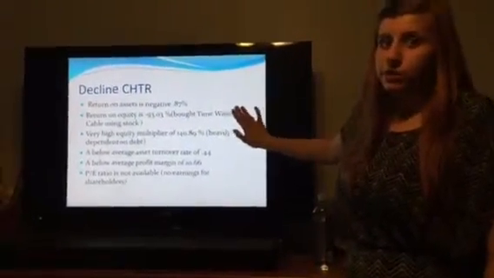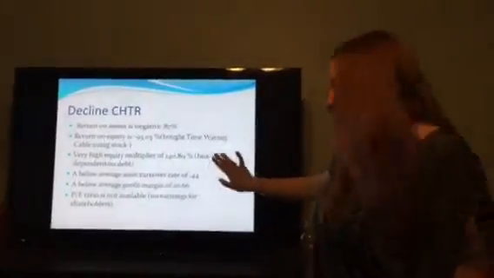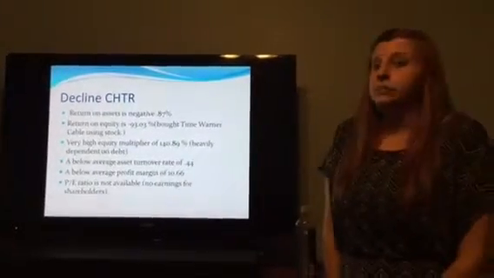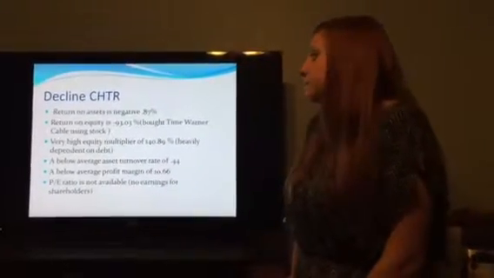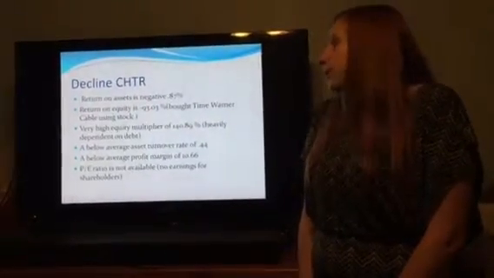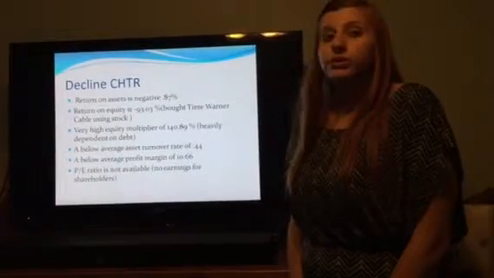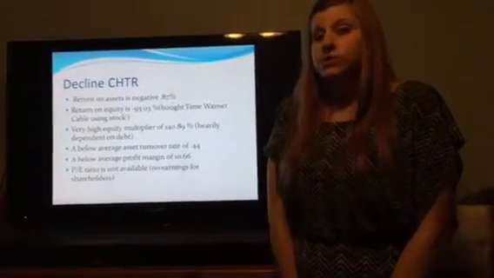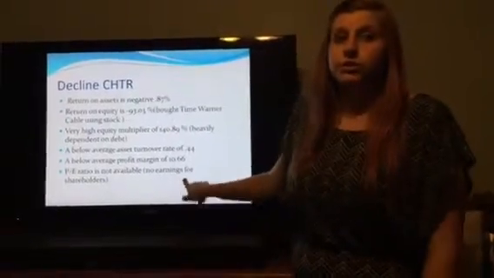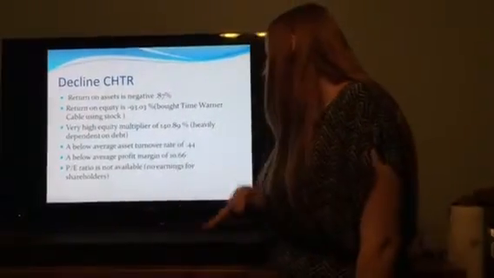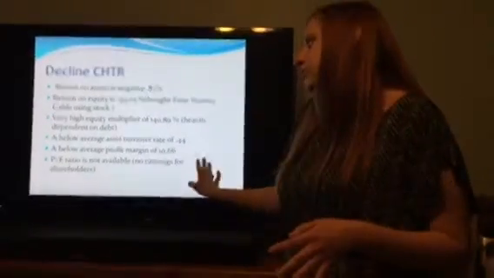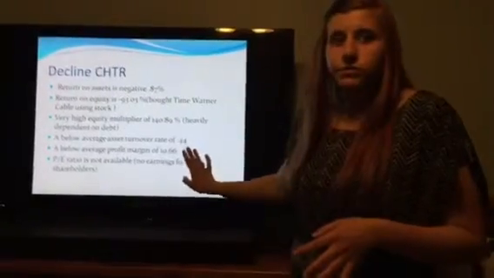It's too iffy. We don't know anything about the company or its plans. It also has a very high equity multiplier of 140.89%, which means it's heavily dependent on debt. It also has a below average asset turnover rate of 0.44 and a below average profit margin of 10.66. Its price to earnings ratio is also not mentioned, which tells me that there's no earnings for shareholders in the period shown. Because there's no price to earnings ratio available, we look at the estimates for the following years.